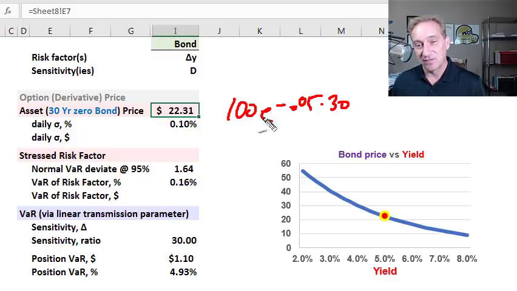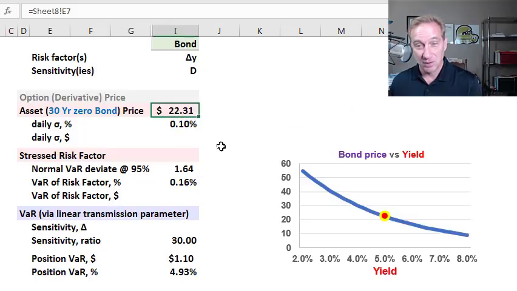I can simply take the face value of 100 and multiply by e raised to what I have in the exponent, which is negative the 5% yield multiplied by the 30-year maturity. That gets me the 22.31, very elegant for a zero coupon bond with continuous compounding. And then I've made an assumption here, I could even put that in yellow just to highlight the assumption, that the daily standard deviation of the yield is 10 basis points.